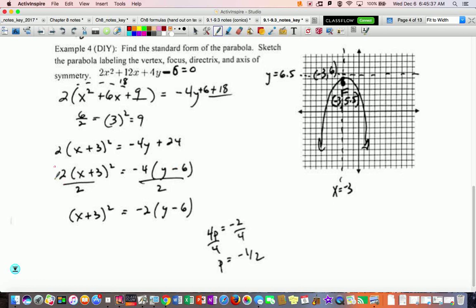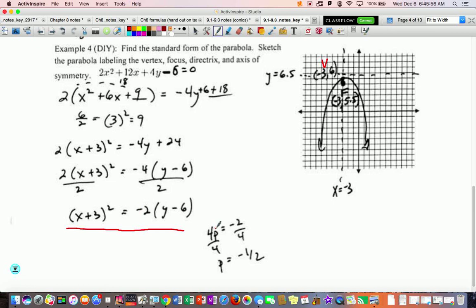Then we don't want anything in front of the squared quantity, so divide by 2. And here's your standard form. Negative 3, 6. So I went to the left 3, up 6. This is my vertex right here.